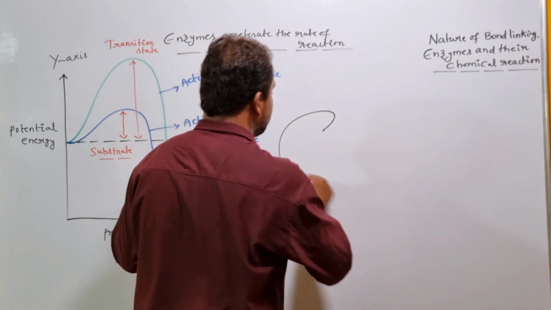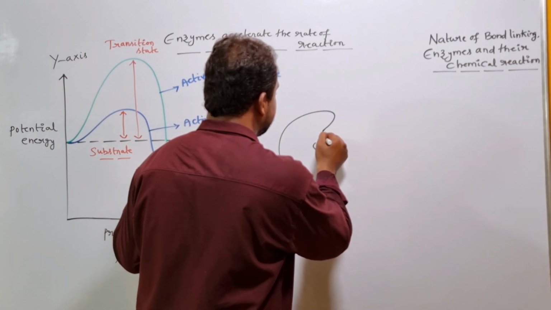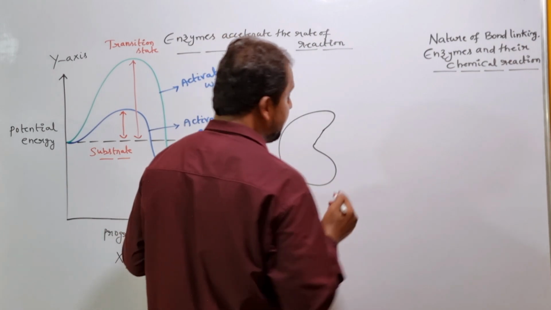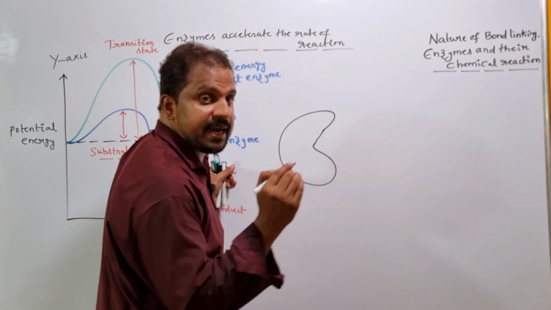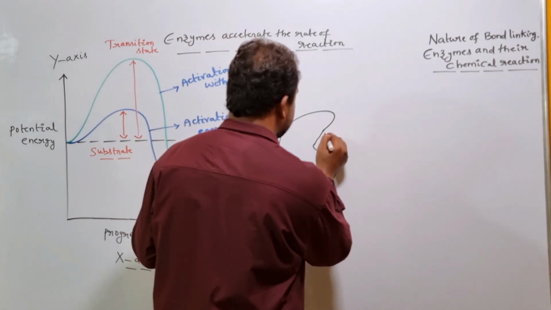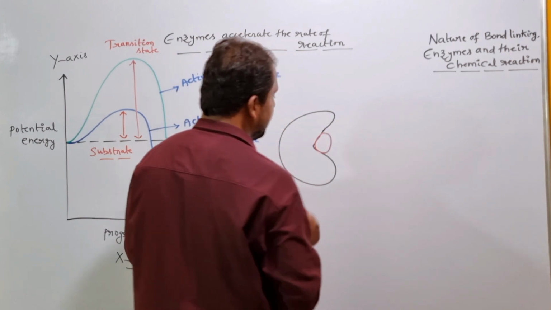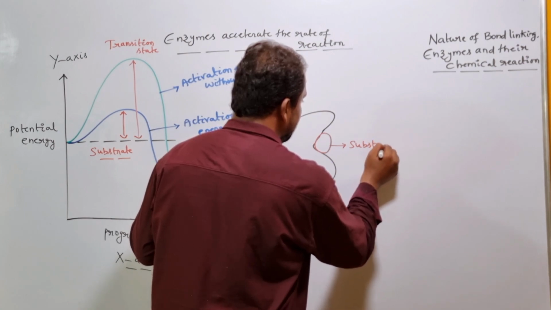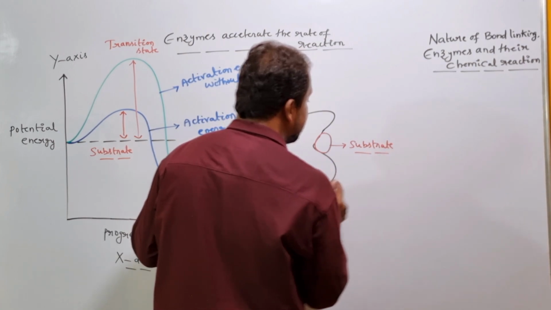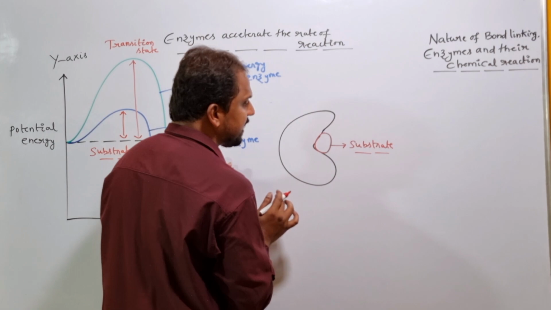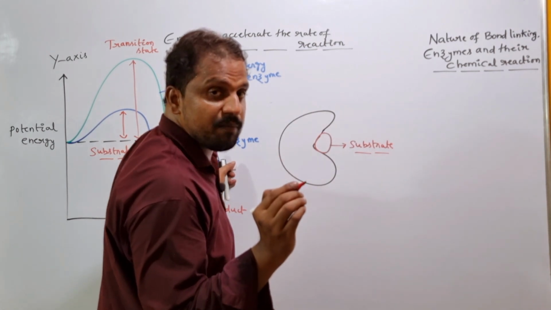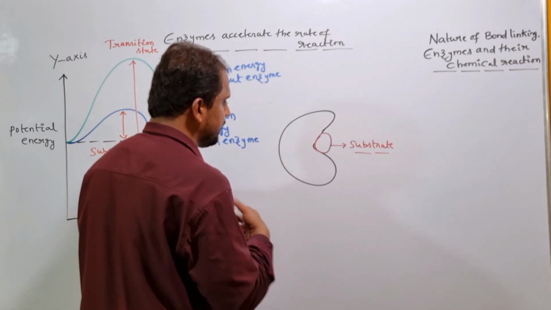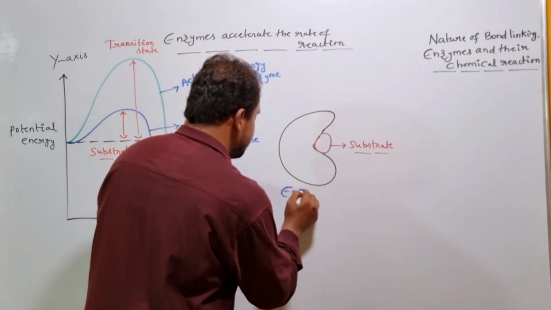So let us assume it as the enzyme. To the specific enzyme, a particular substrate successfully binds at the active site. So here it is nothing but what? Substrate. So once the substrate successfully binds to the active site of the enzyme, it leads to the formation of what? Enzyme substrate complex.